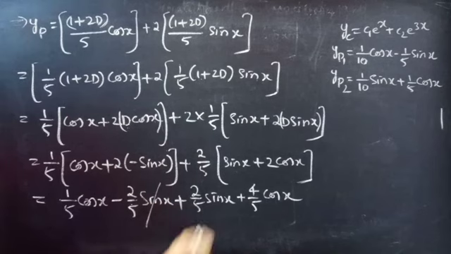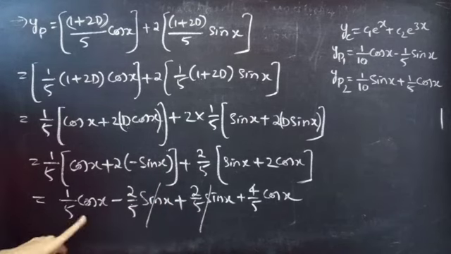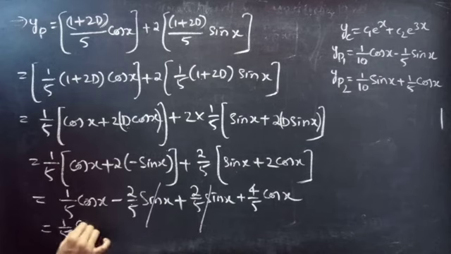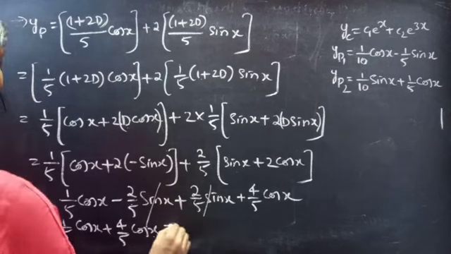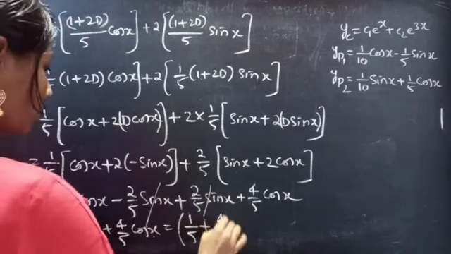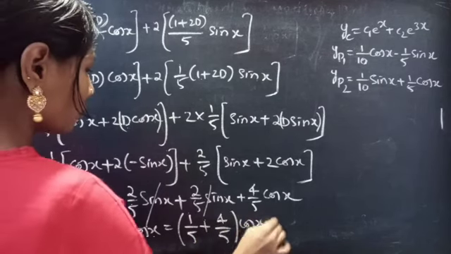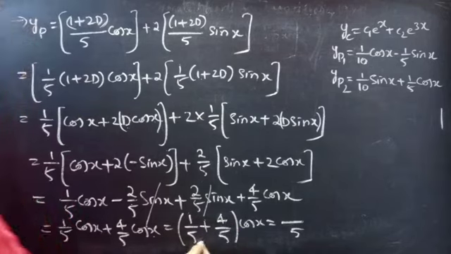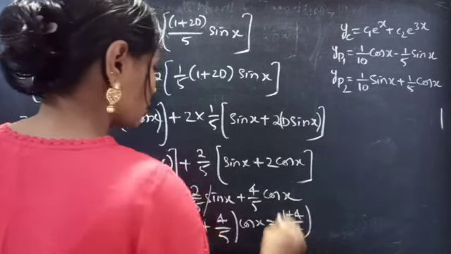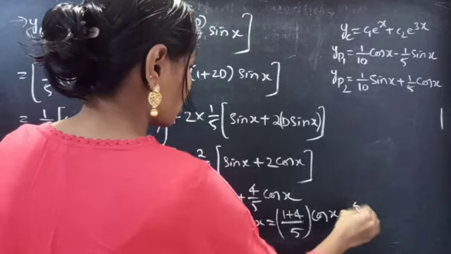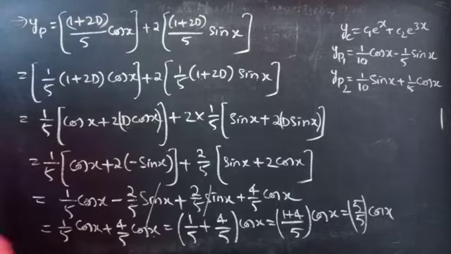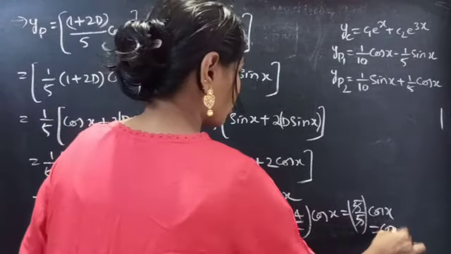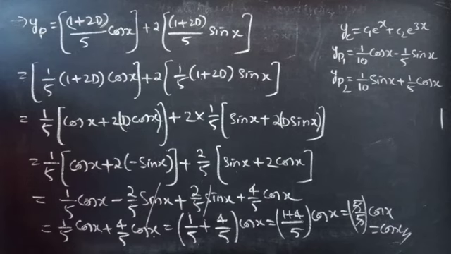Here minus 2 by 5 sine x plus 2 by 5 sine x gets cancelled and you'll get 1 by 5 cos x plus 4 by 5 cos x. Now take cos x common. We'll get 1 by 5 plus 4 by 5 into cos x, which is equals to 1 plus 4 by 5 into cos x, which is 5 by 5 cos x, right? 1 plus 4 is 5, so you'll get 5 by 5 cos x, which is equals to cos x. This is the yp. So this completes the problem.